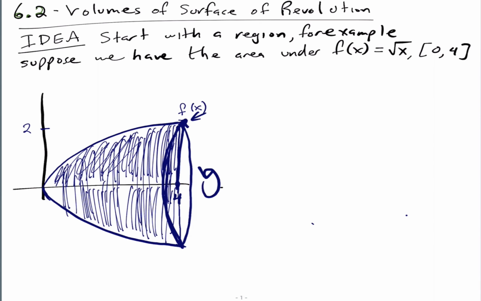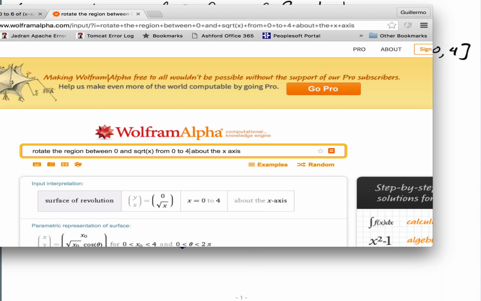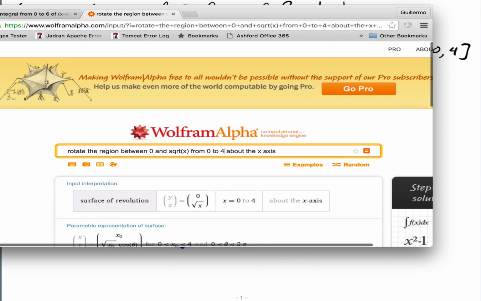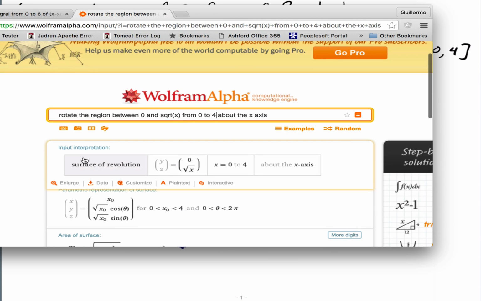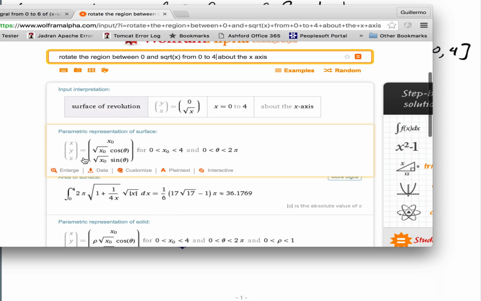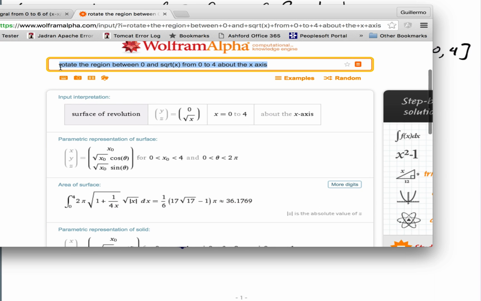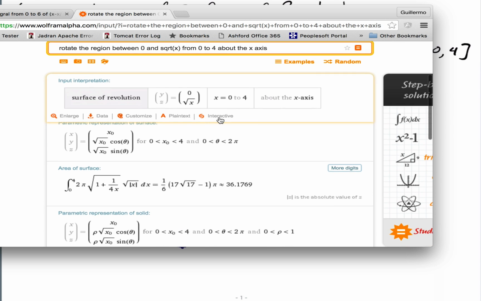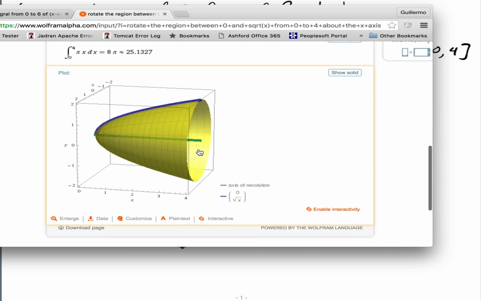Okay, so if you want a computer-generated version, you guys are also lucky. We did not have this back in the day when I took this class. Even just a couple of years ago, Wolfram could not do this. But now if you tell it, for example, rotate the region between 0 and square root of x from 0 to 4 about the x-axis, it understands that. It gives you all this weird stuff, but then it gives you the picture. So that's what it looks like. Is that what you guys visualized? Yeah. Kind of, sort of, maybe?